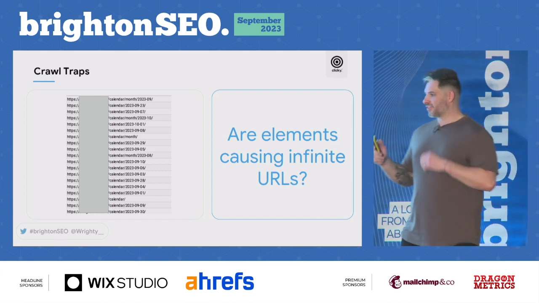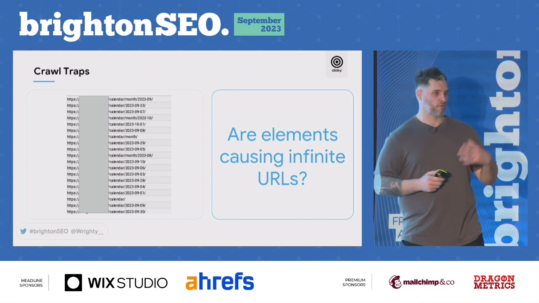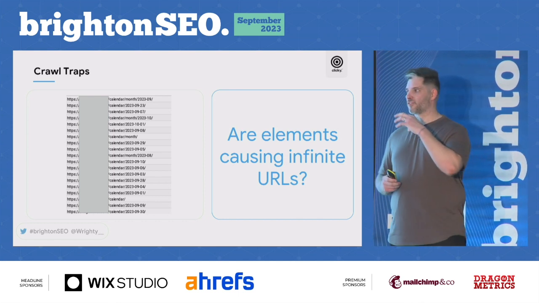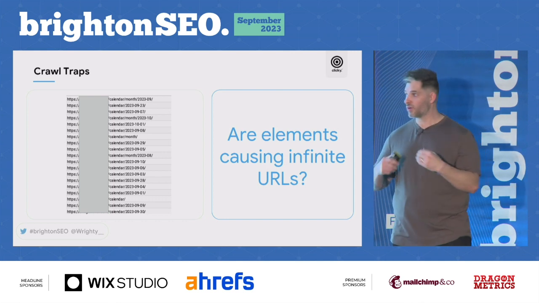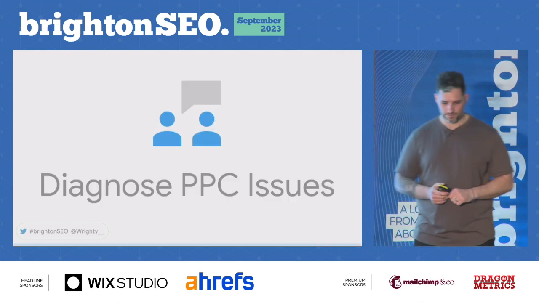So you can start to see this in log file data as well, see if crawlers are spending a lot of time here, because if they're spending a lot of time on these types of URLs, they're probably not spending enough time on the important pages of your site, and therefore you need to be able to regulate that.